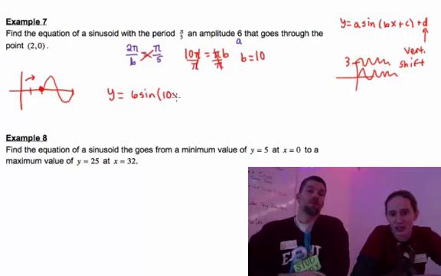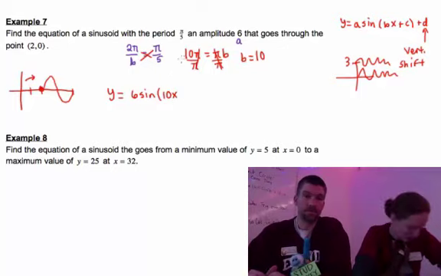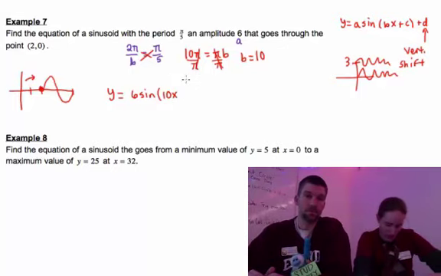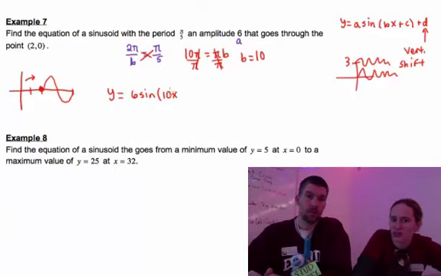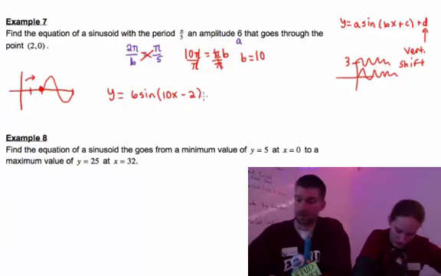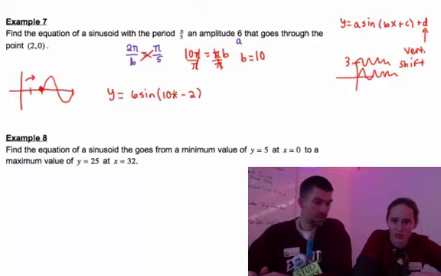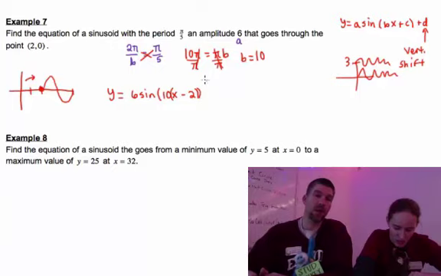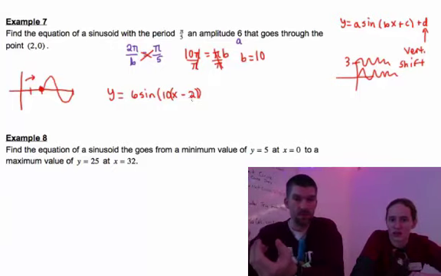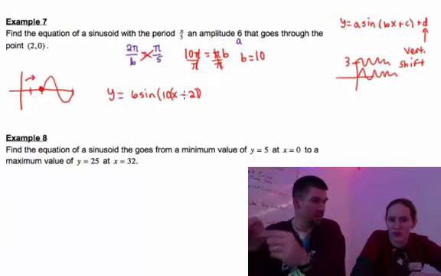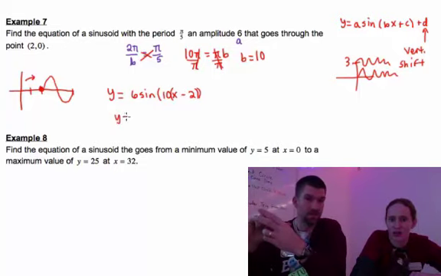B is 10. But I feel like there's some issue that happens when we've got a phase shift and a number in front. Are we going to subtract 2 here? I believe so. And then there's not a vertical shift. Okay, here's what happens: we put this in parentheses. Because we want to move 2 to the x. But also to the x, we're going to multiply by 10. So we've got to look at those individually.